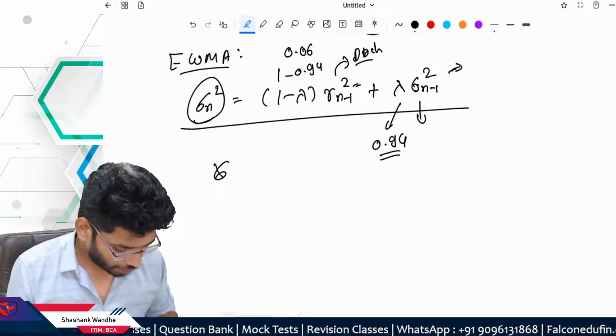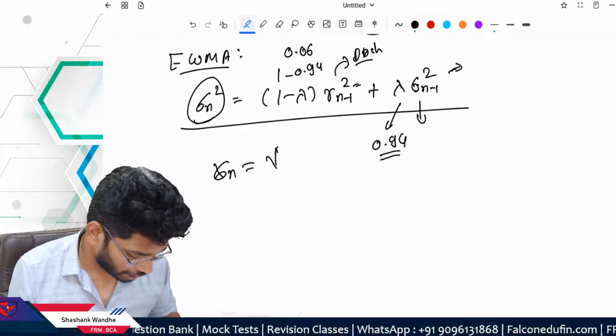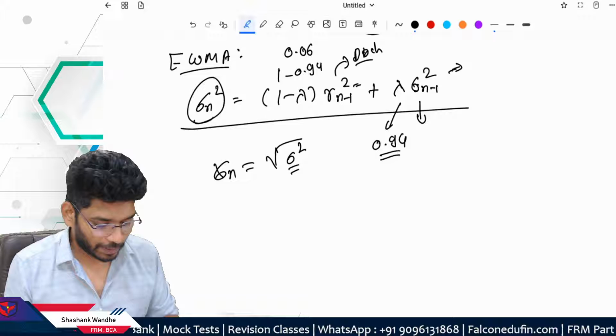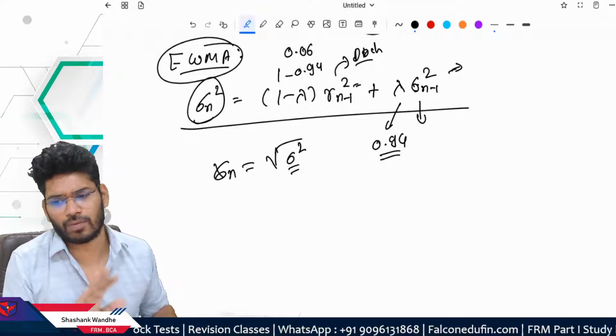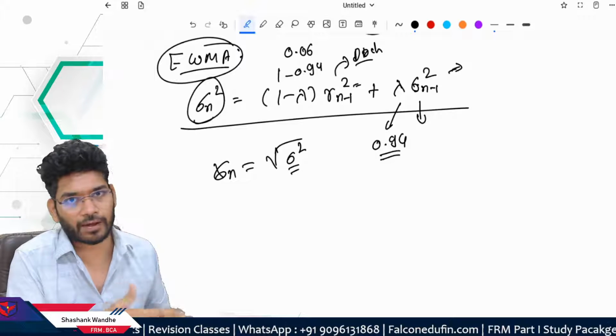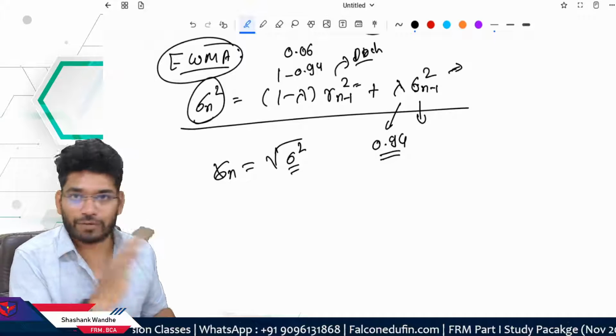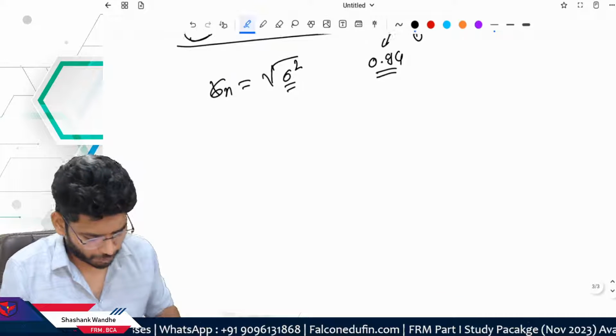Then for the calculation of the volatility, you will simply take the square root, and this is your exponentially weighted moving average. This much of the model is important. You have to remember this particular formula. This is testable. There is nothing difficult in this formula, first of all.